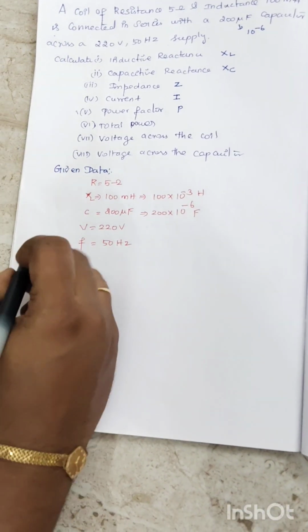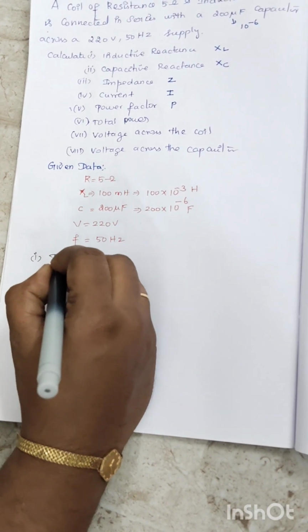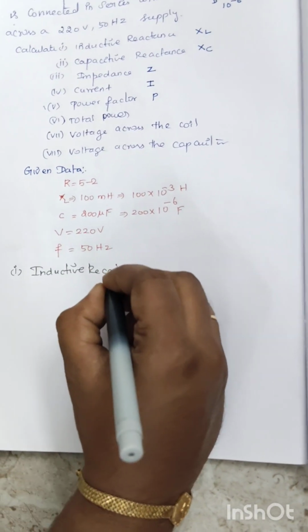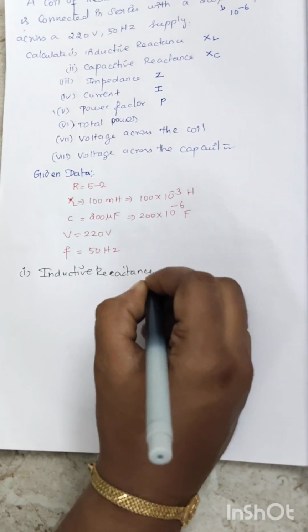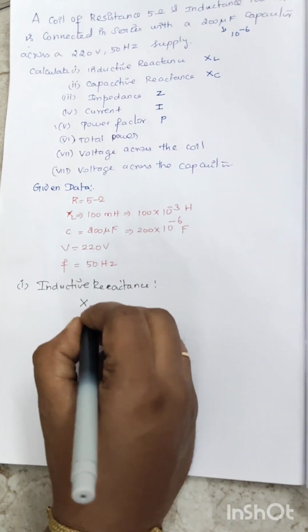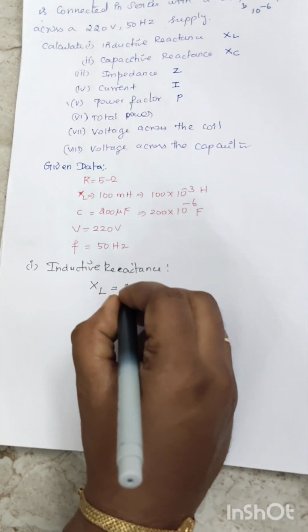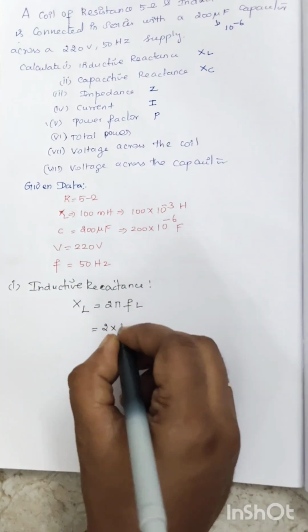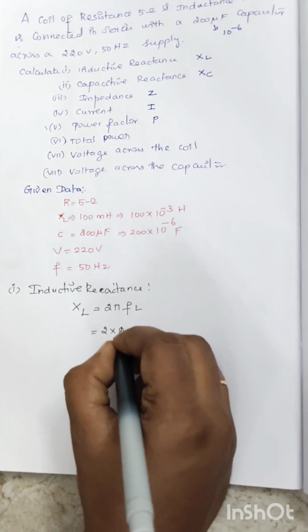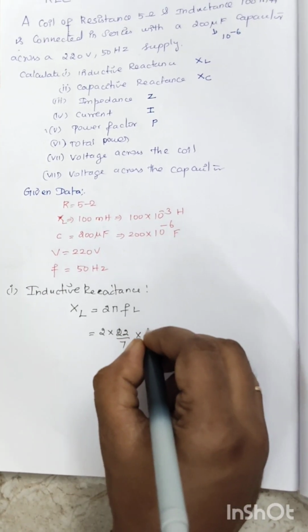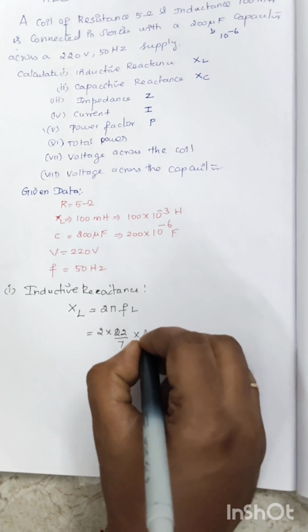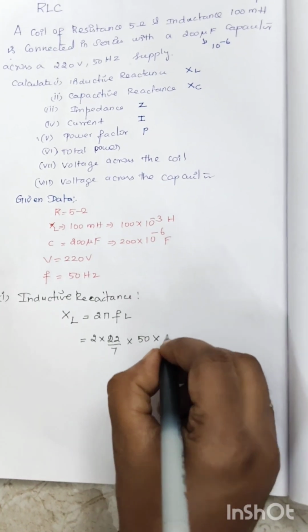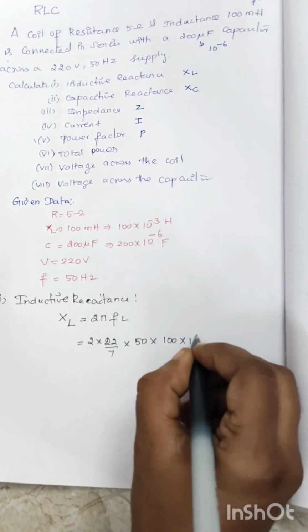First, we have to calculate the inductive reactance. The inductive reactance will be taken as XL. XL is equal to 2 pi F into L. The value of pi is equal to 22 by 7 or 3.14. Written as 22 by 7 into F, 50 hertz, into the L value, 100 into 10 power minus 3.